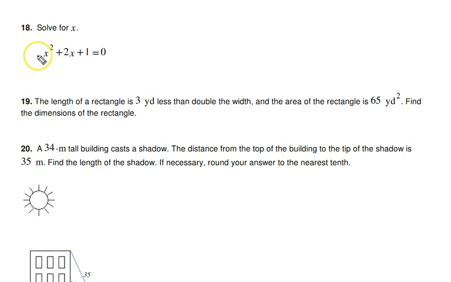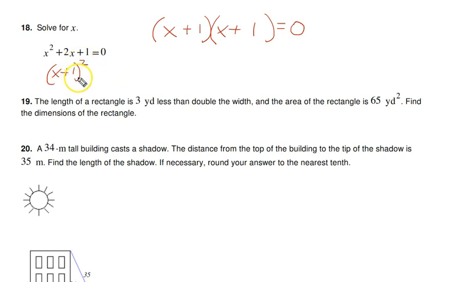Now, number 18 is in standard form. So if we just factor it, and I don't know if you can see this, but this is a perfect square trinomial, or x plus 1 squared, quantity squared. So both answers are going to be the same. Equate each of them to 0, so x equals -1 there.